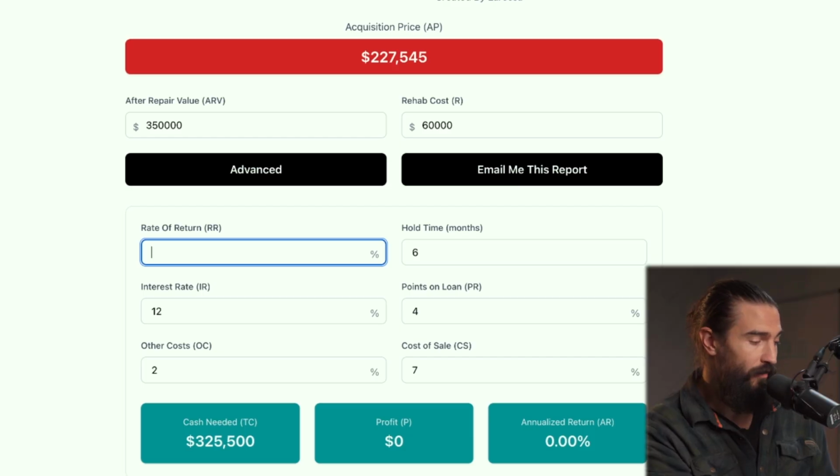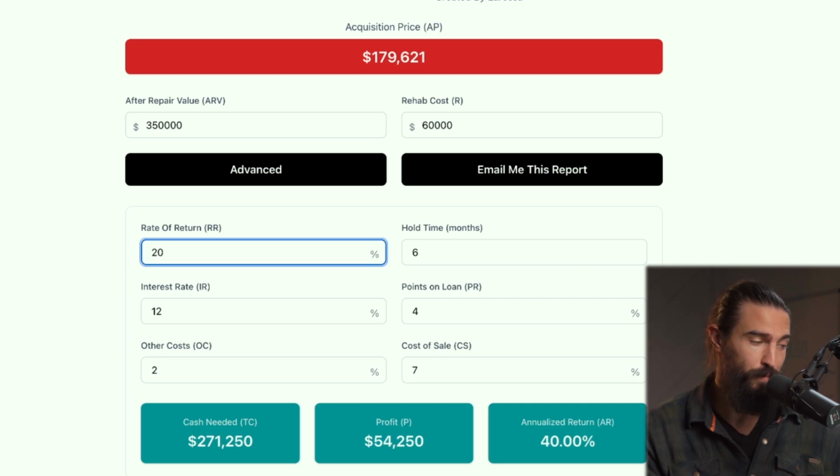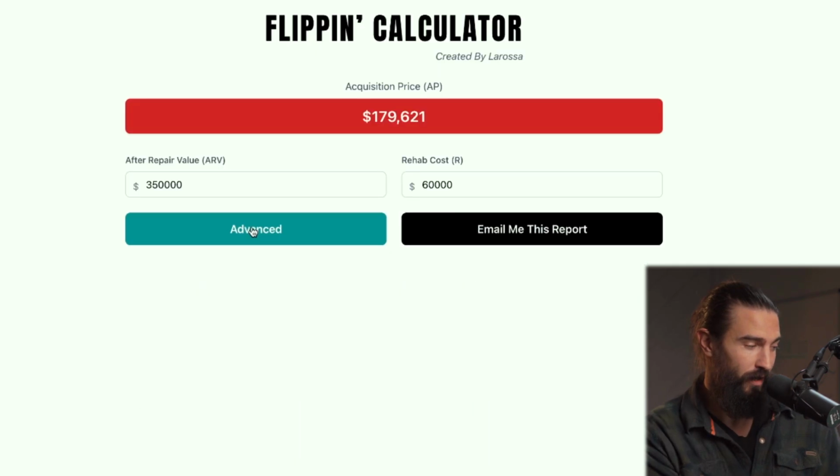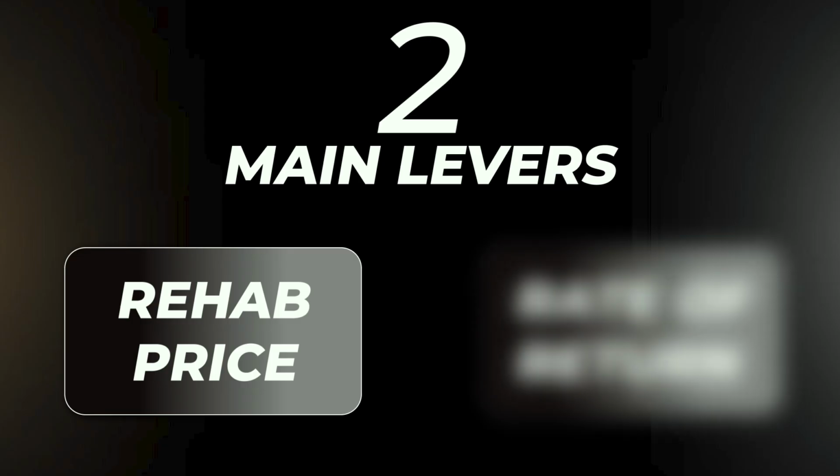So you might have an initial offer of 20%. Obviously, when I'm making an offer, I'm not showing people that part of it. This is what they're seeing. So those are the two main levers, right? My rehab price and my rate of return.